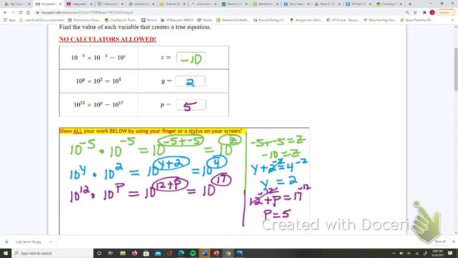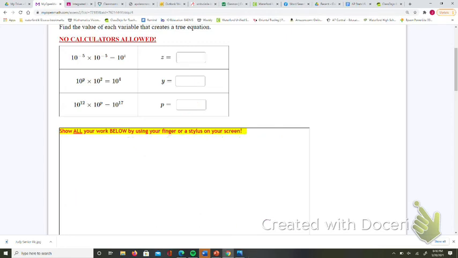Okay, make sure all the work is written in before you submit. So it was negative 10, 2, and 5.